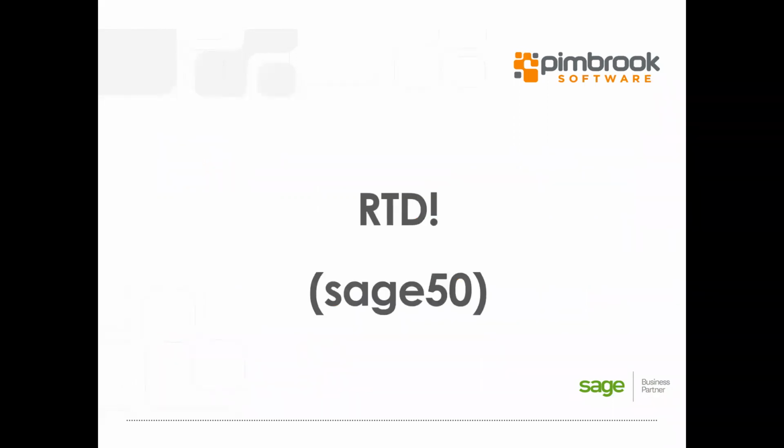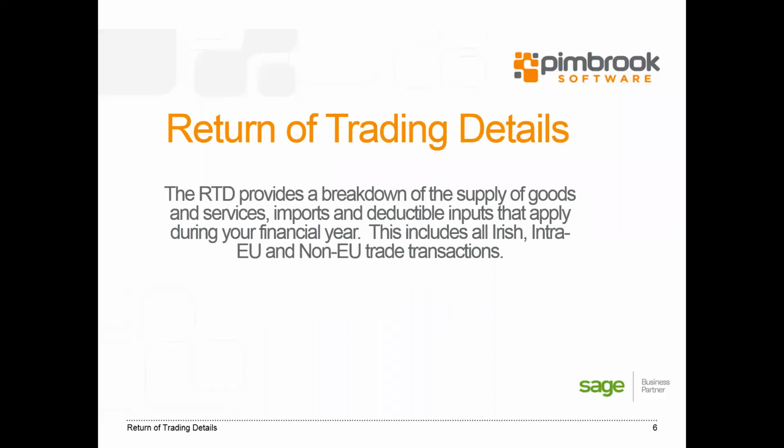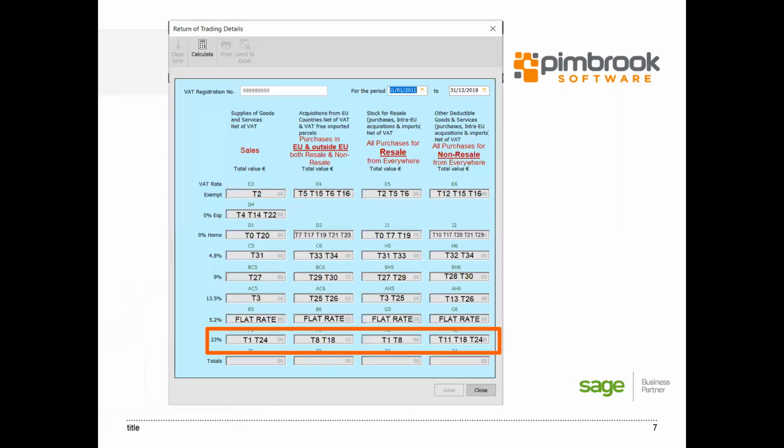Right, but enough of that. Why are we here? RTD. So what is that? Well, it provides a breakdown of the supply of goods and services, imports and deductible inputs that apply during the financial year. This includes all Irish, intra-EU and non-EU trade transactions. Quite a mouthful and not something I'm going to dissect with you. What I've done is decided to look at this in a more simplistic form.